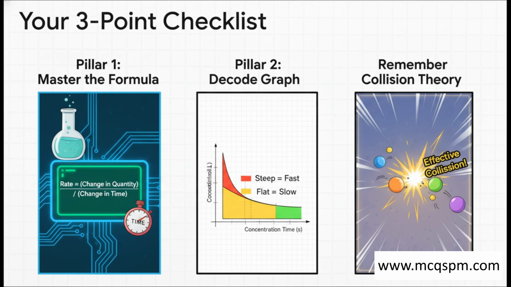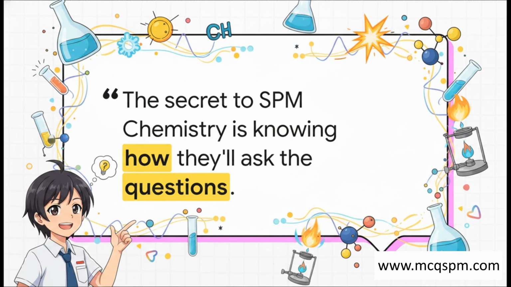And 3. Remember the science behind it all. Collision theory. The rate is all about how often particles collide successfully. Everything else is just a way to make more of those successful collisions happen. So as you revise, keep this in mind. It's not just about memorizing facts. It's about understanding the patterns in the questions. You've seen the main patterns today, so you're already way ahead of the game.